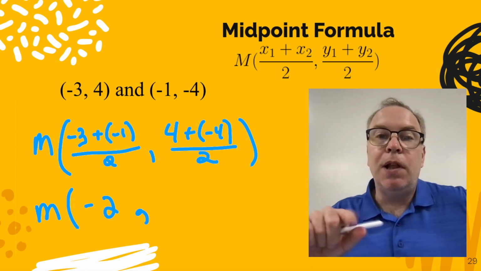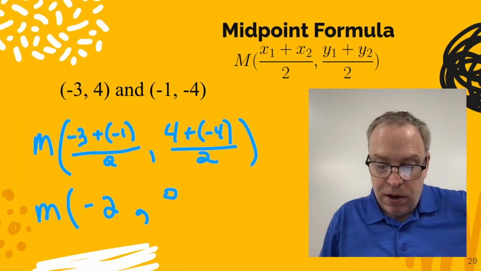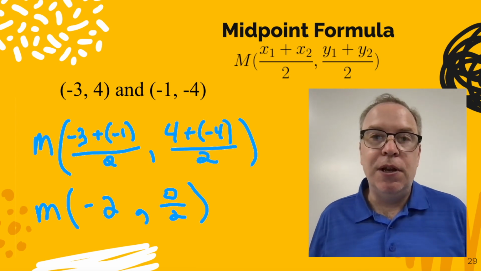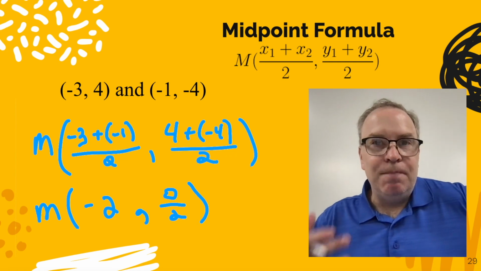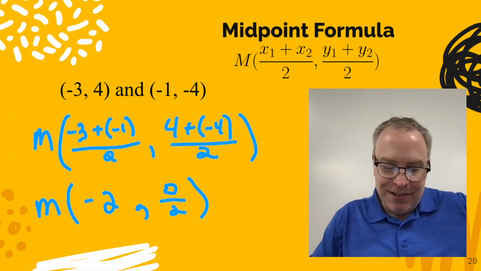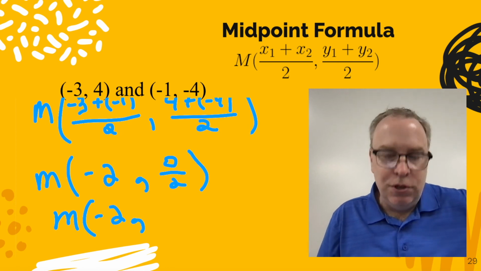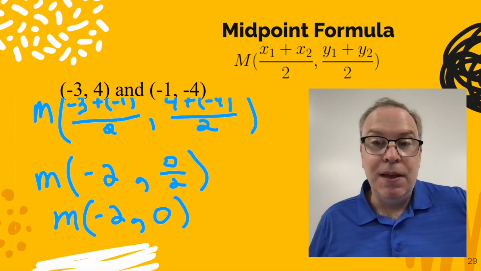Now, what do we get on that second one? What is 4 plus negative 4? It's 0. 0 divided by 2. Now, don't freak out when you get 0. Remember, 0 is a number too. We don't freak out when we see a 0. All right, we just work with it. 0 divided by 2 is 0. The midpoint between those 2 points is negative 2, comma 0. There you have it.